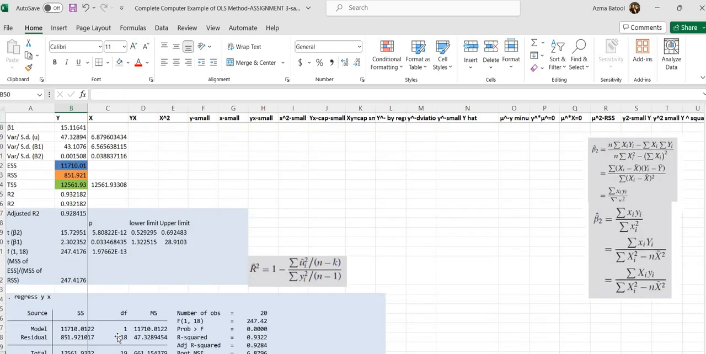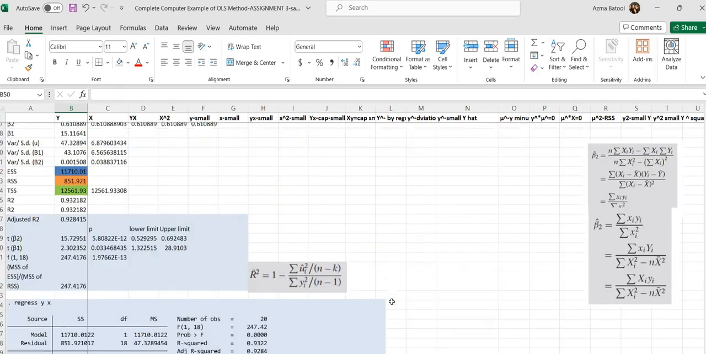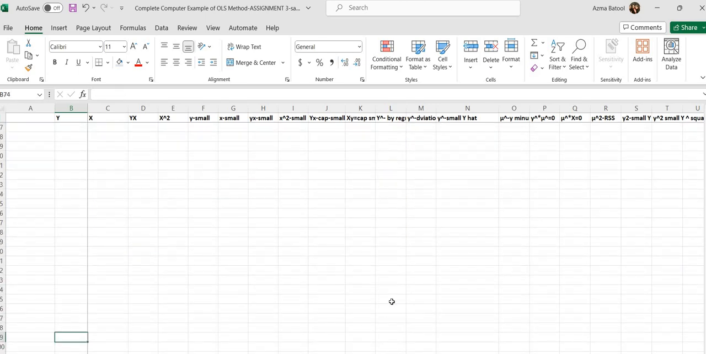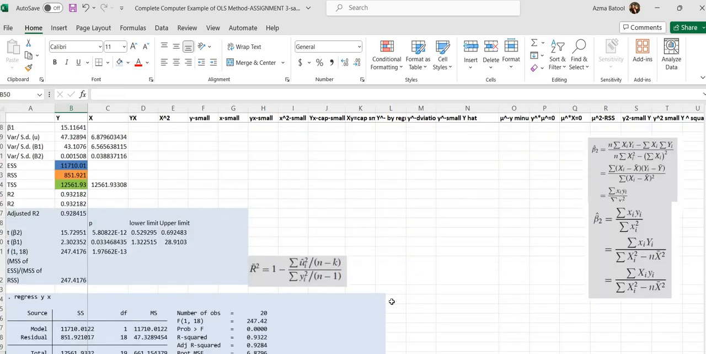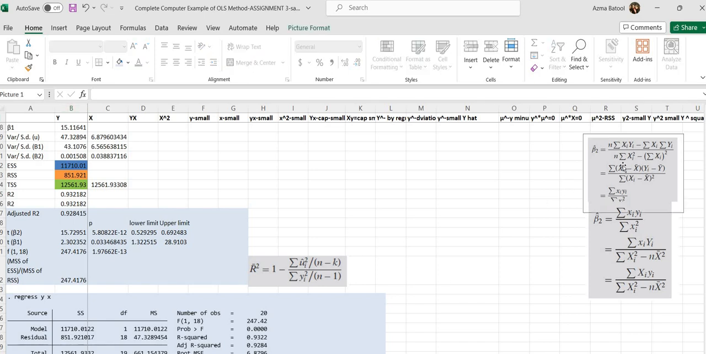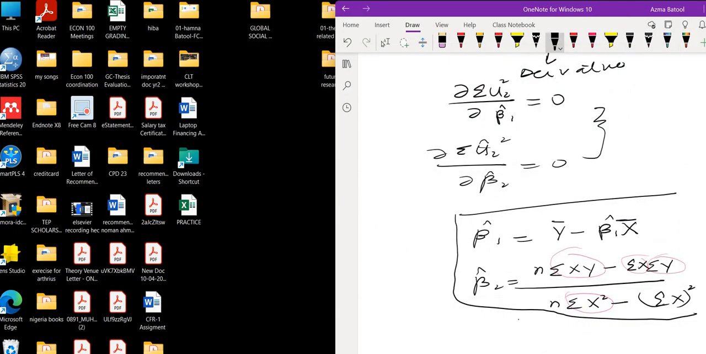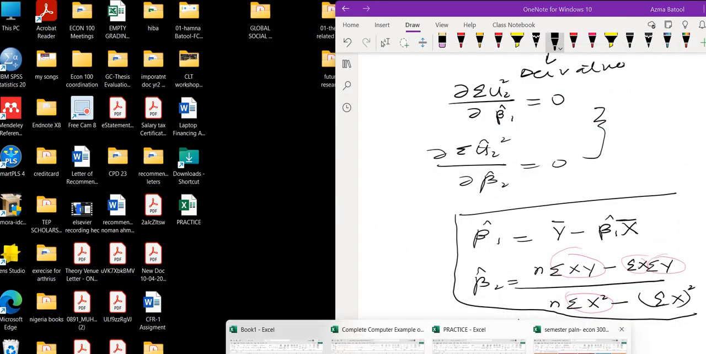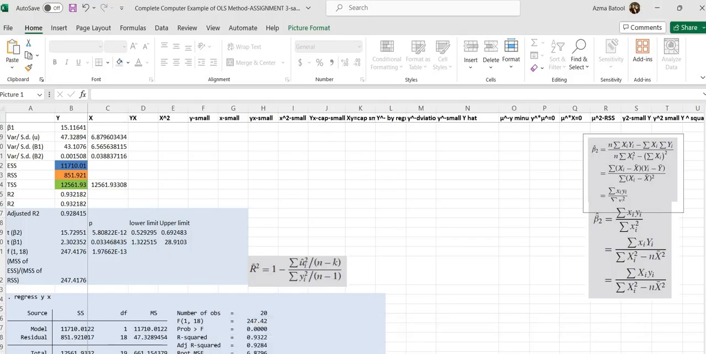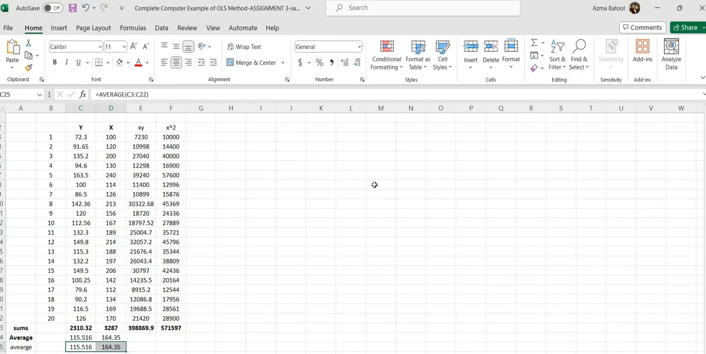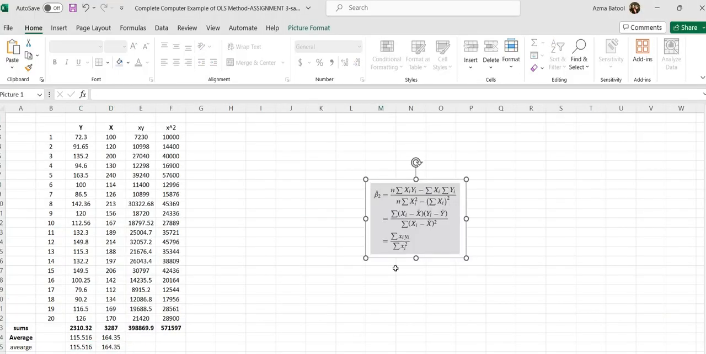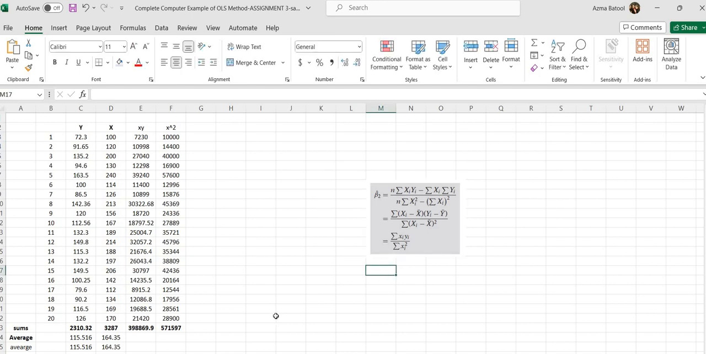So let's talk about the formulas. Look at this beta 2 hat. I have written down the formulas here for you already. So beta 2 hat is right here. Let's copy it from there, Control C. And here we go with sheet number 3. Let's say I put it over here just to have the formula in front of me, right?